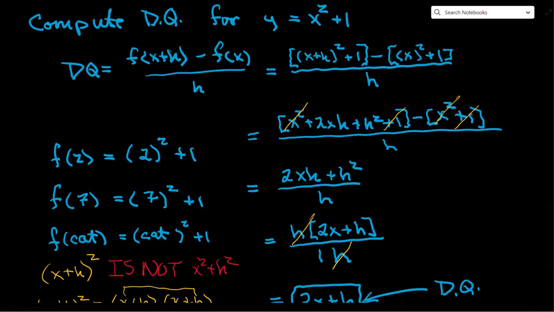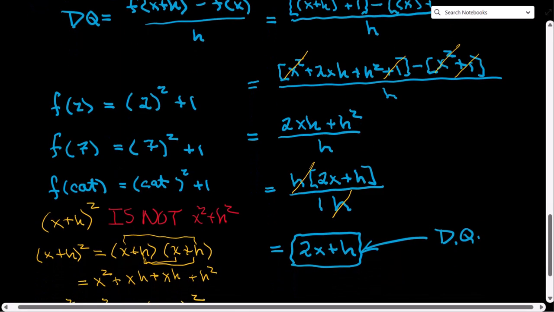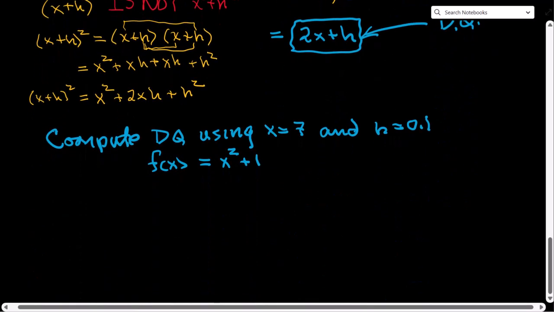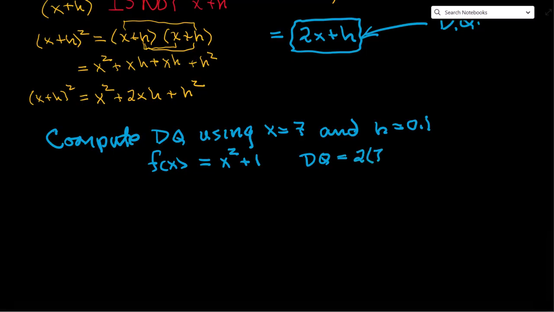Okay, so our difference quotient, our formula, is this 2x plus h. To compute the difference quotient, it's just going to be equal to 2 times the x value, 7, plus whatever h is. This is 0.1. This will give us 14 plus 0.1, and this will give us a difference quotient of 14.1.